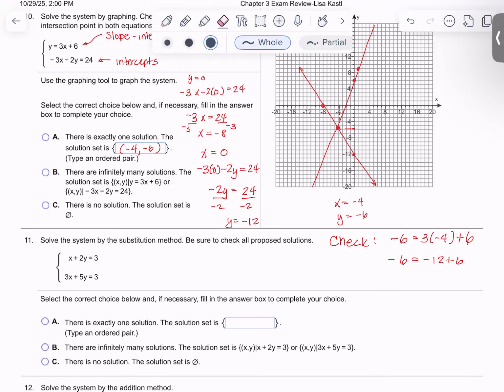And now I'm going to replace the x and y in the second equation. So I have negative 3 times negative 4 minus 2 times negative 6. Lots of negatives there. Negative 3 times negative 4 is plus 12. I got a minus in the second, so that's going to give me plus. 2 times 6 is 12, and 12 plus 12 is 24. So that is the solution to that system of equations.